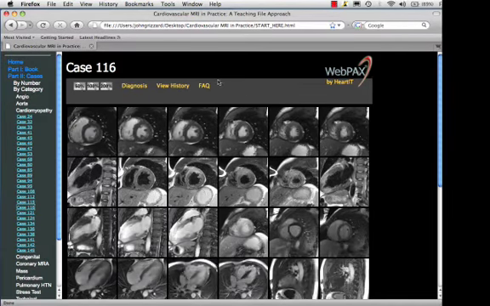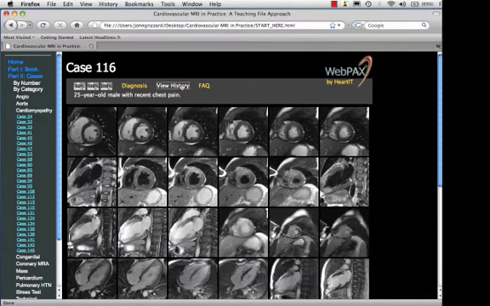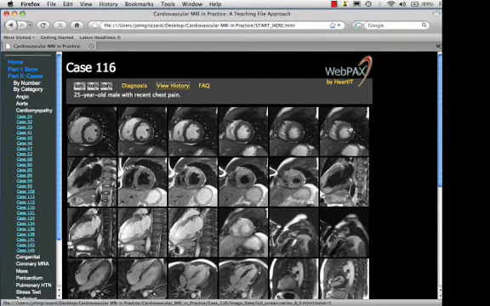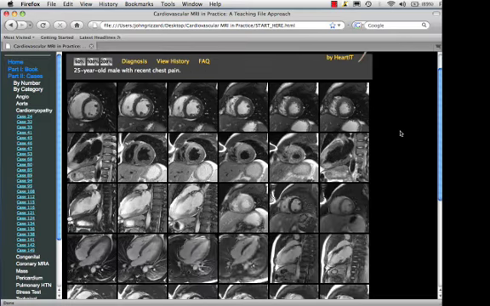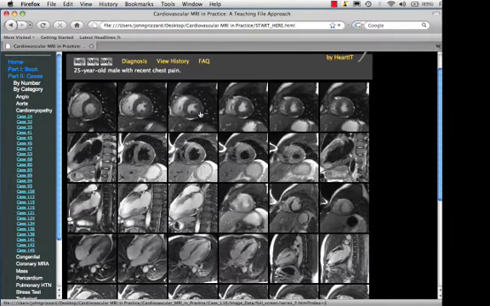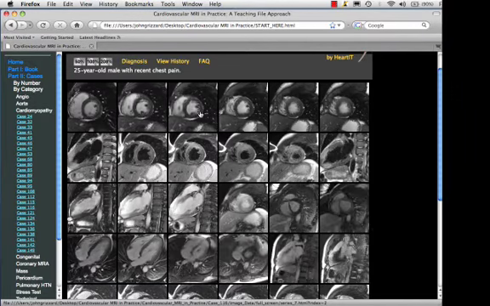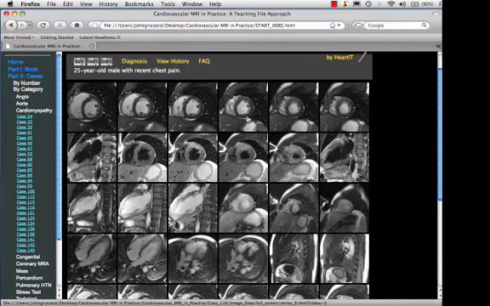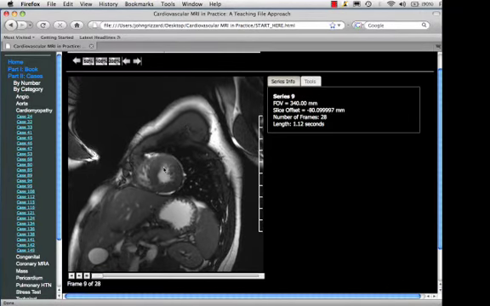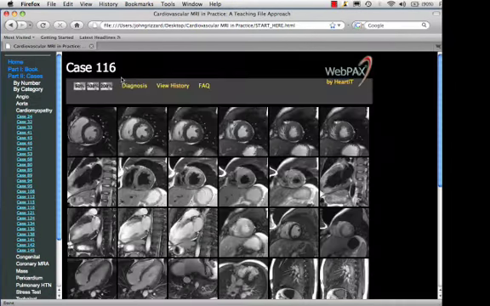We'll start by noting the history, which is that the patient is a 25-year-old male with recent chest pain. This case, as most cases are, is displayed as a series of short axis images in the top row, which demonstrate overall normal function. However, there does appear to be focal thickening of the anterior wall with apparent slight increased signal on these true FISP or steady-state free precession images.